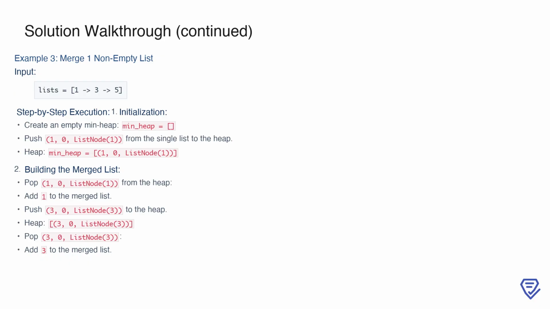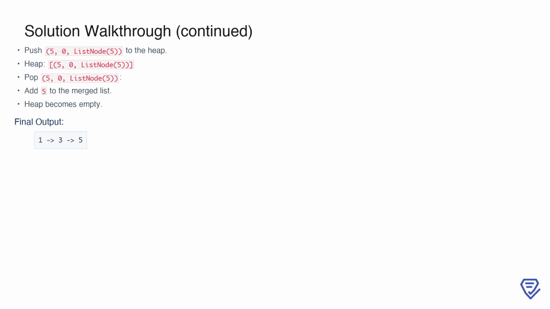The smallest node, which is the only node in the heap, is popped, and its value, 1, is added to the merged list. We then push the next node from the same list, which has a value of 3, into the heap. The heap is updated to contain (3, 0, list node, 3).